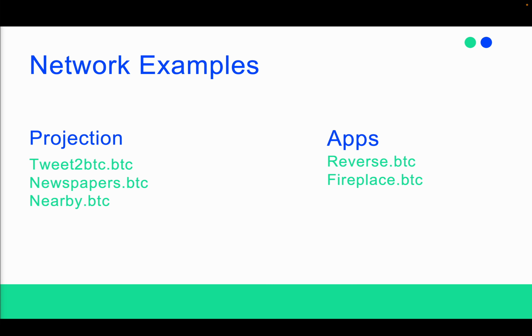And to the left, some projection networks: tweet.btc displays ads on Twitter, newspaper displays ads on digital newspapers, and nearby displays ads on your Visionary.